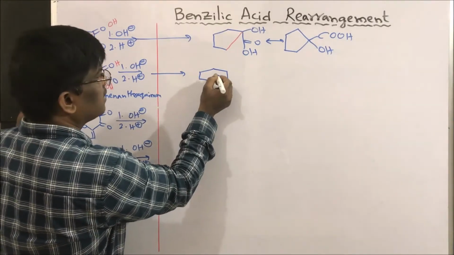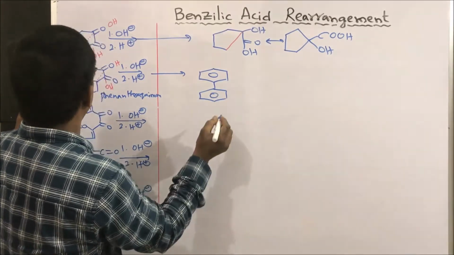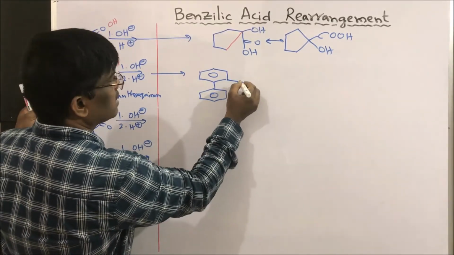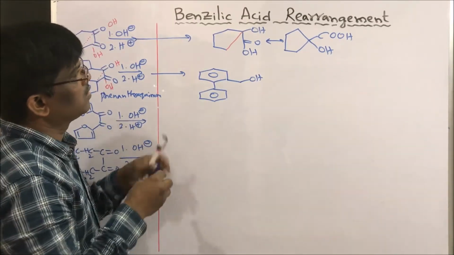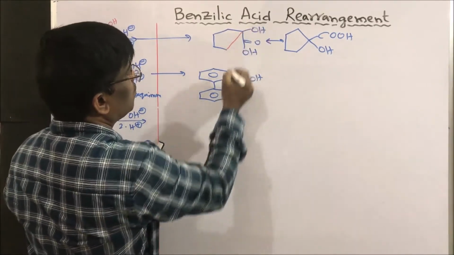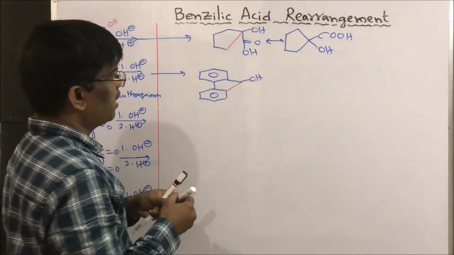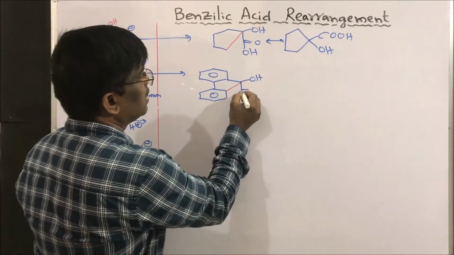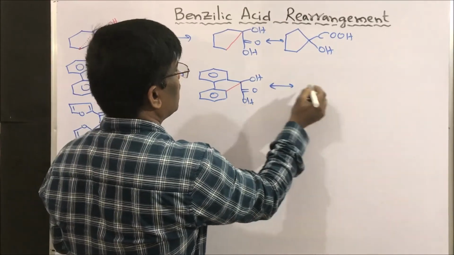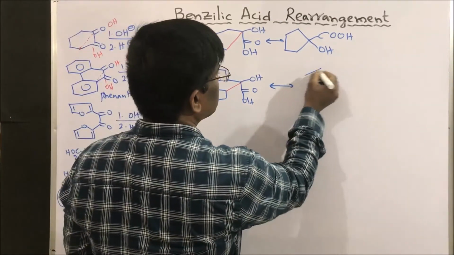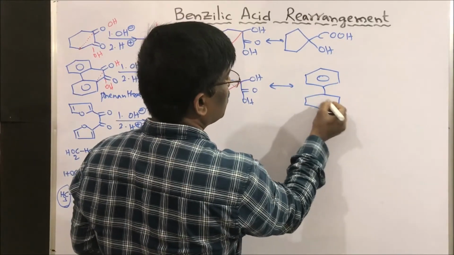This phenol ring will be intact. Now this OH, now a new bond has come. Any doubt? So a new bond has come. Now this O and OH, for better understanding, I can write like this. So this is the way to write this compound.